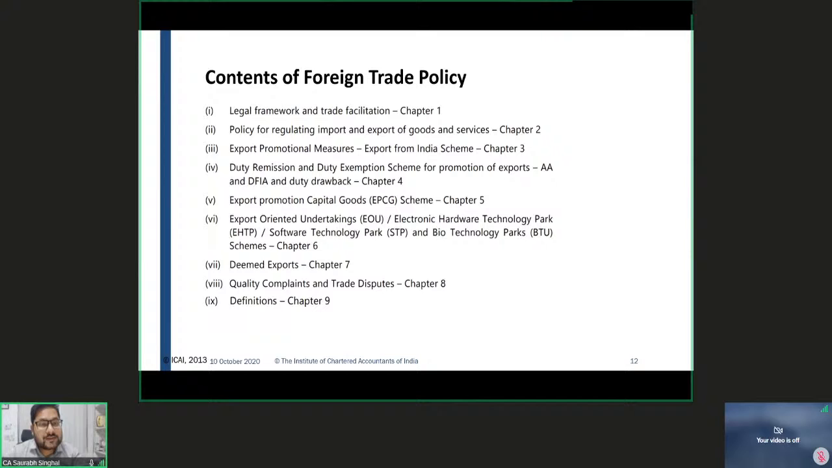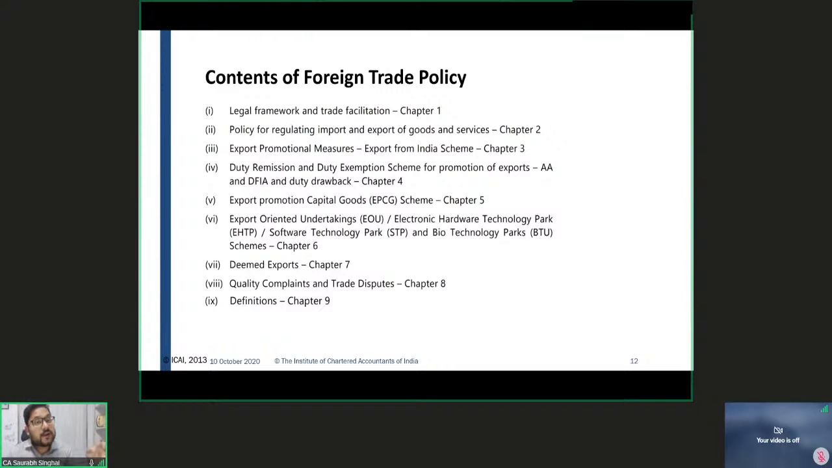Chapter 6 is basically a status-based chapter. That is, it contains provisions as to how a unit can become an export-oriented undertaking, an electronic hardware technology park undertaking, a software technology park undertaking, or a biotechnology park undertaking. And what are the benefits of becoming an EOU unit, STP unit, EHTP unit or BTP unit? Those are the short forms for these types of units. So that is chapter 6.